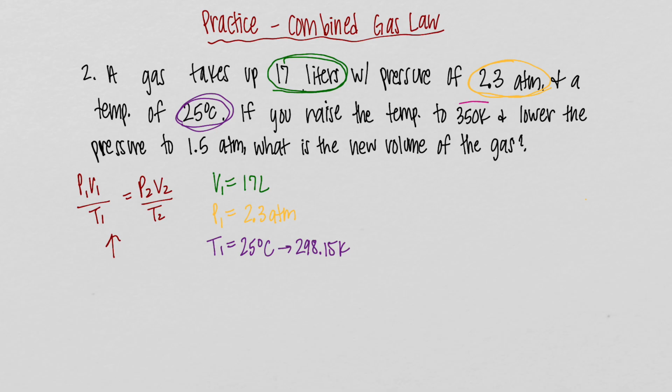If you raise the temperature, so you're raising it to this, so that's your final. So that's T2. And lower the pressure to this. Ooh, that's hard to see. So we're lowering the pressure to this. So that's going to be our P2. What is the new volume? So they're asking us for new volume. So what does that mean? We're looking for V2.